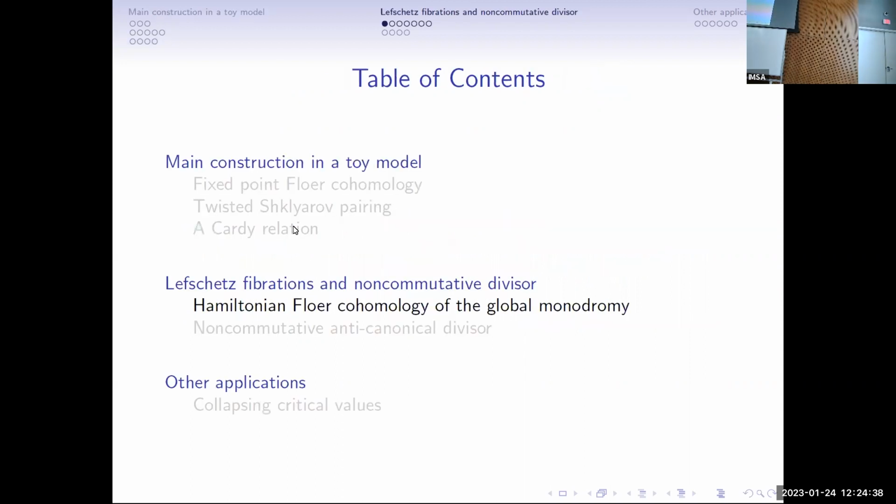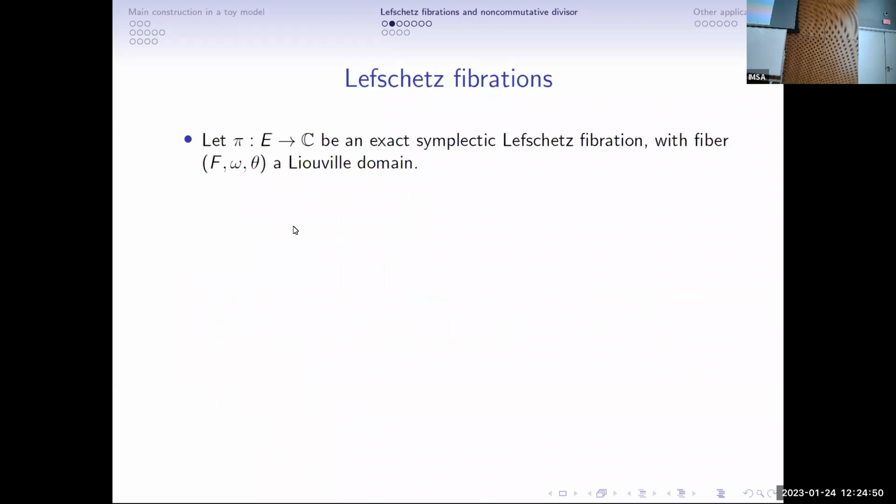So in the next part, I'm going to talk about Lefschetz fibrations. And as in the first part, we also start with the closed string counterpart. So when I say Lefschetz fibration, I mean an exact symplectic Lefschetz fibration, in the sense that we can define parallel transport away from critical values, and near critical points, this projection map pi is modeled on the standard holomorphic Morse function, which is the quadratic form. And it's exact, in particular on the fiber, a Liouville domain.